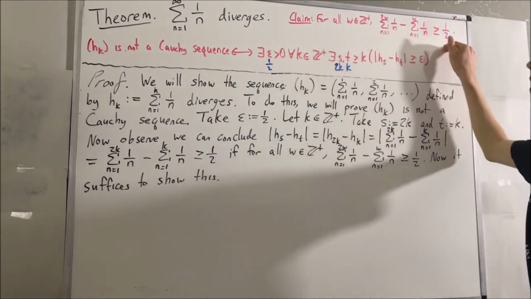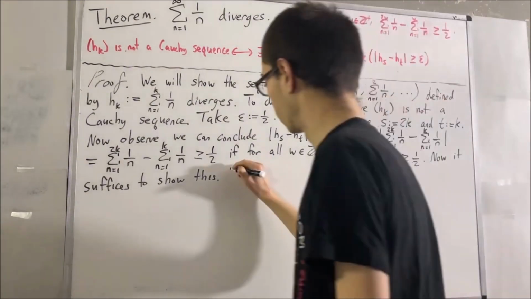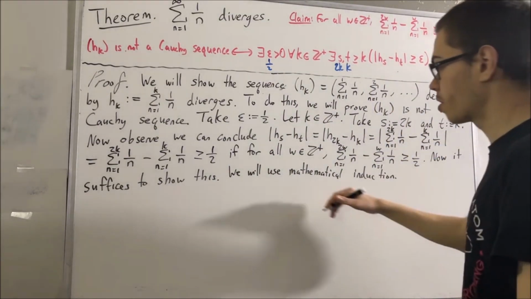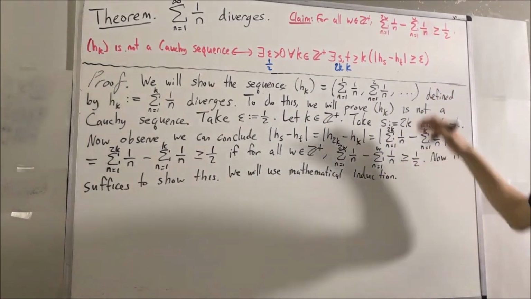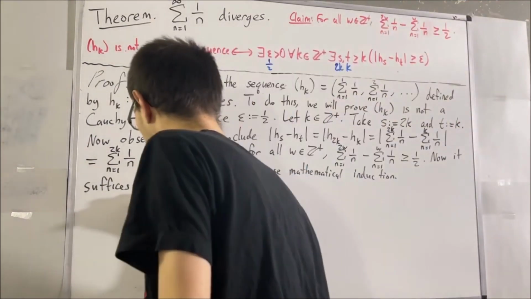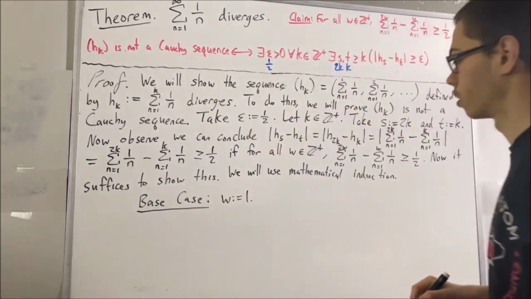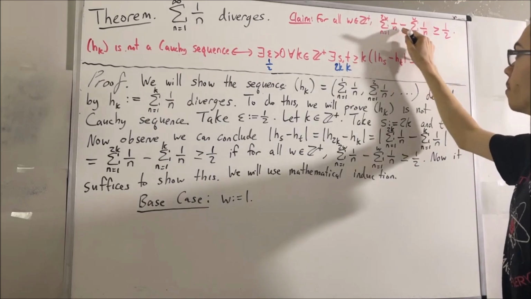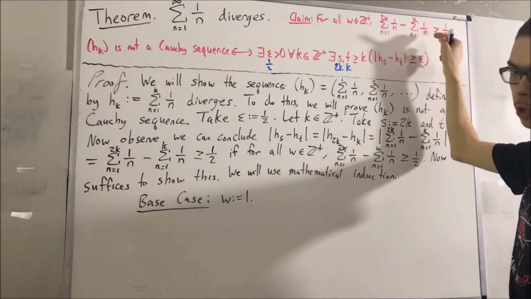And so we're going to prove this by using mathematical induction. So to start, let's prove the base case, right? Let's prove that this is true in the case where w is equal to 1. So really, we're going to take the sum from n equals 1 to 2 of 1 over n minus the sum from n equals 1 to 1 of 1 over n.